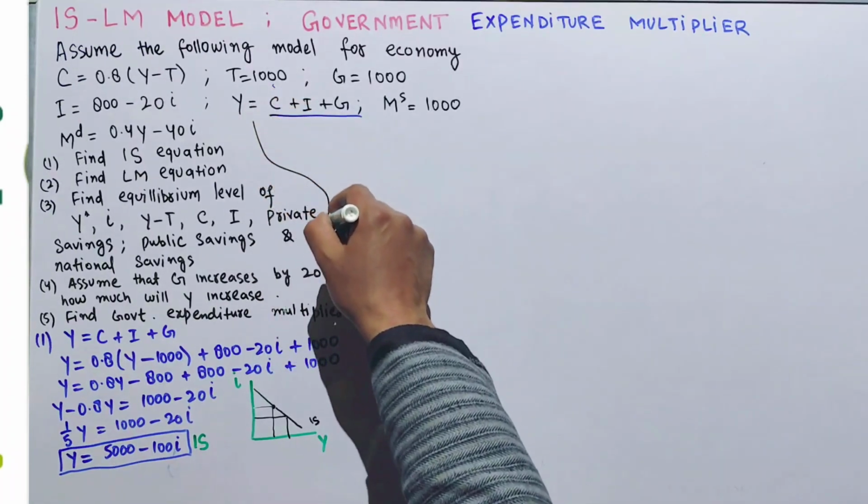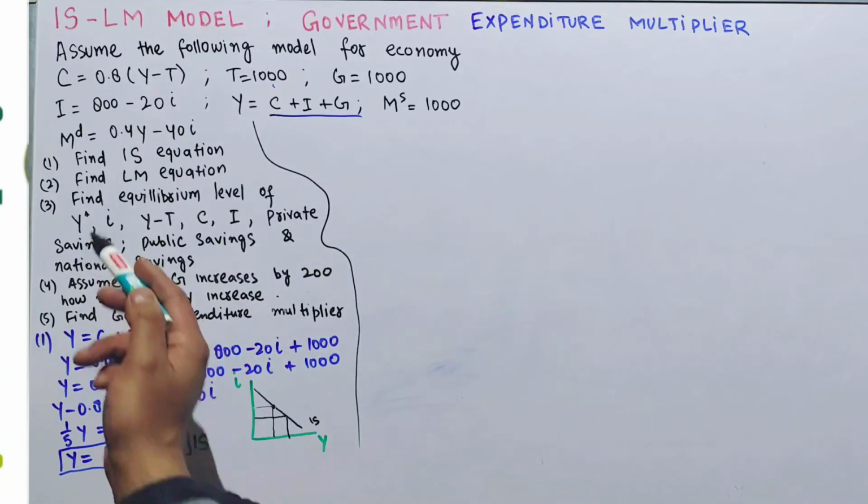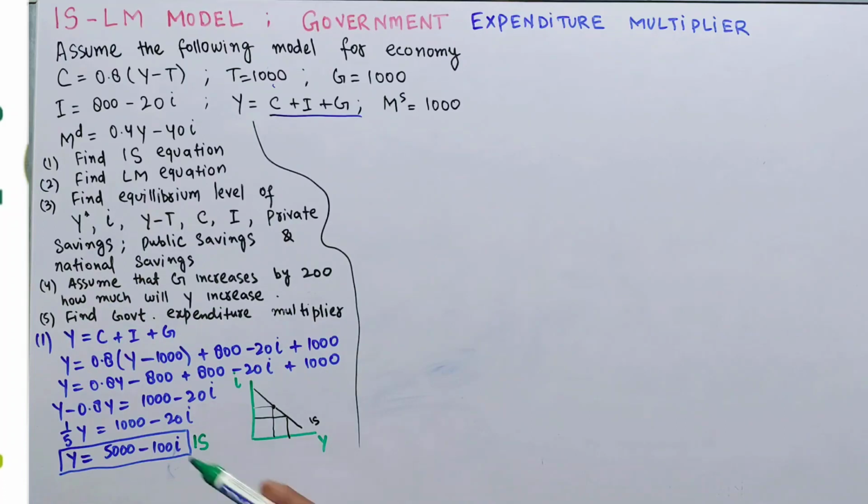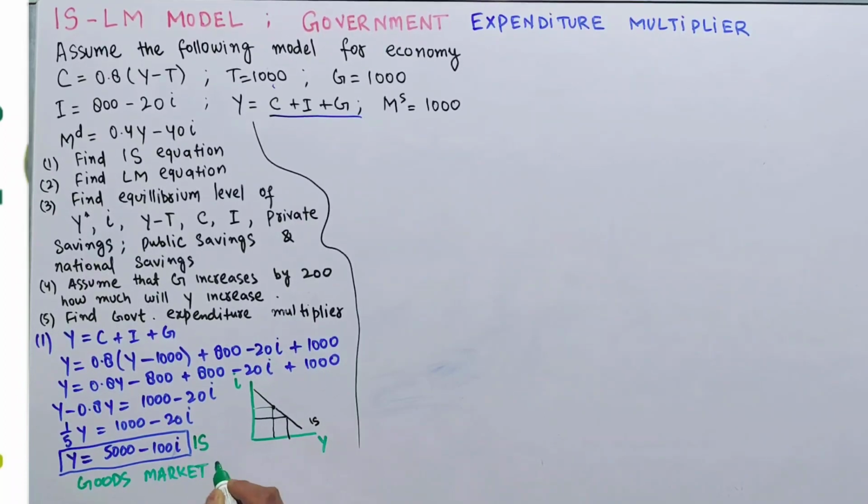Next part is to find the LM equation. Okay, so for the IS equation I forgot to mention that this shows us the goods market equilibrium. So to derive the goods market equilibrium, we use this national income identity.